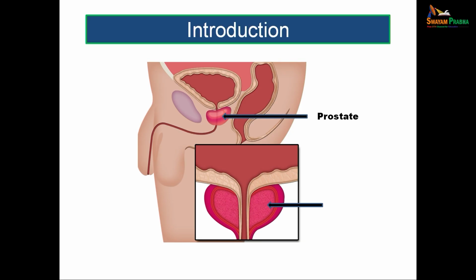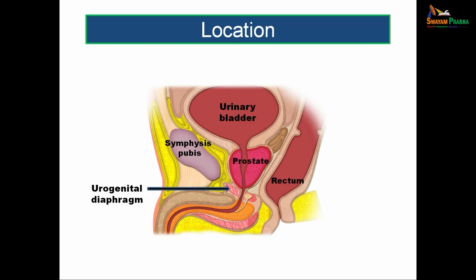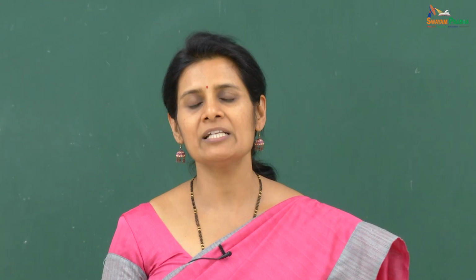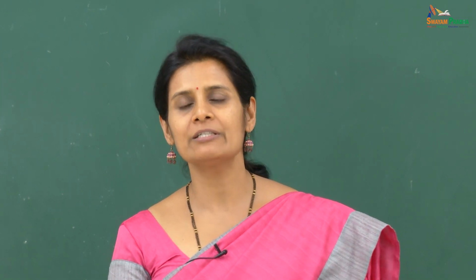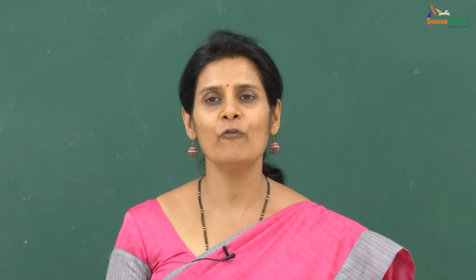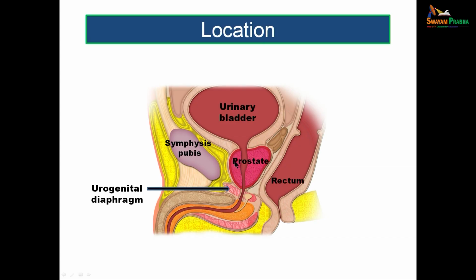What is this prostate? Prostate is an accessory male reproductive organ. Please note, it is an accessory male reproductive organ. It is present in the lesser pelvis. It is of the size of a chestnut, which appears like an inverted cone. It is compressed from above downwards, measuring about 3 centimeters in height, 4 centimeters in width at the base, and antero-posteriorly it measures about 2 centimeters in thickness.